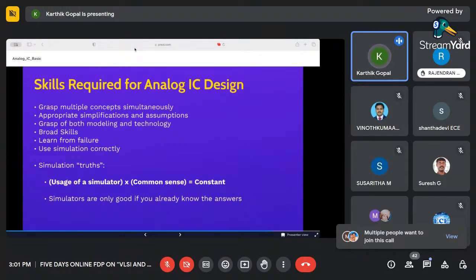This is based on my understanding of what analog skills are required. What are the skills required for an analog designer? So, grasp multiple concepts simultaneously. For example, earlier I showed you one picture where you have multiple inductors. Here you need to grasp multiple concepts. It is not about designing an inductor, but what happens if you keep two inductors together? That is called multiple concepts, and you need to be able to grasp those concepts simultaneously.